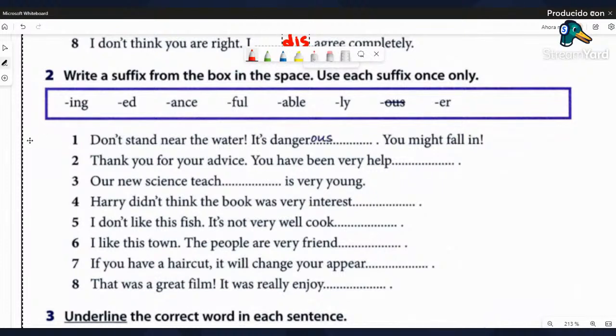Okay, let's continue. Here, guys, we have write a suffix from the box in the space. Use each suffix once only. So we have ing, we have ed, ness, ful, able, ly, ous is already crossed out, and er. So which one do you think is the best one? For example, here number 1, it says don't stand near the water. It's dangerous. Yes, you might fall in. You see? It's adding a quality of danger. It's dangerous.